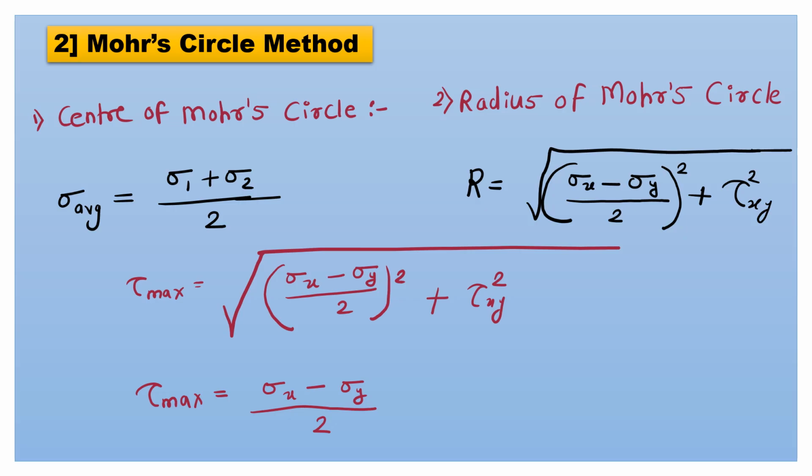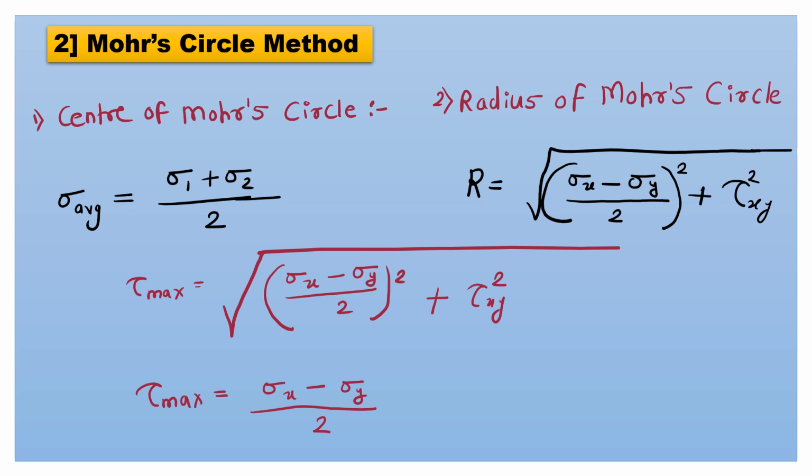Then the second method is the Mohr circle method. The first formula in the Mohr circle method is about the center of the Mohr circle. The center is found by sigma average equals sigma 1 plus sigma 2 by 2. These are the normal stresses at the first point and second point. Taking the average of these two normal stresses, we get the center of the Mohr circle.